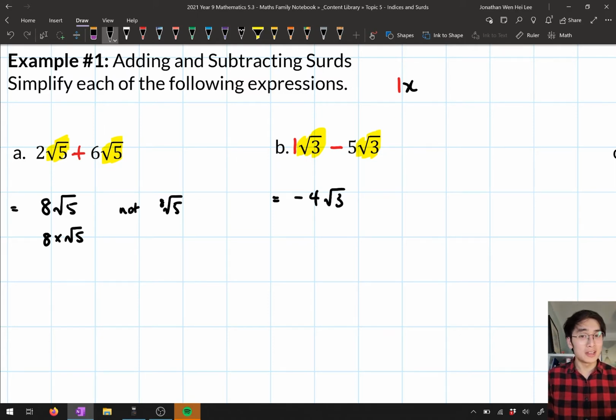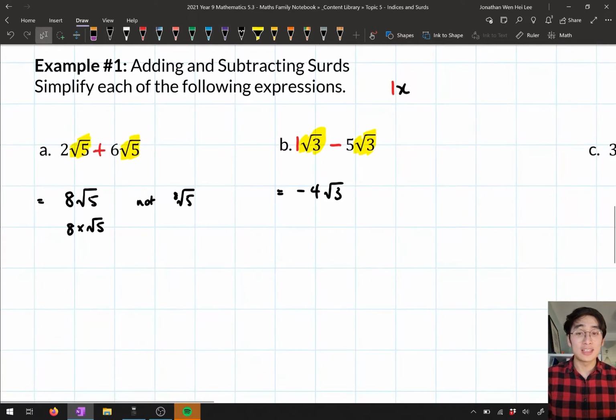Okay, so the thing to note is if you don't see a number outside the front of your square root, there's no coefficient for your root. That just means it has a coefficient of 1.